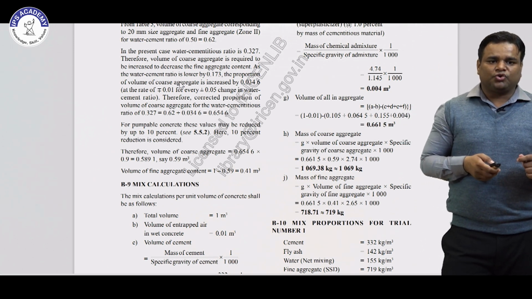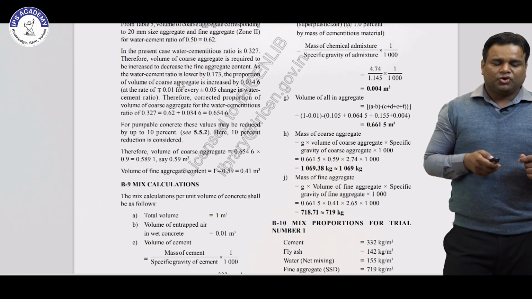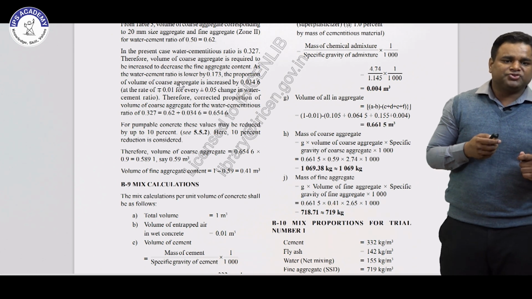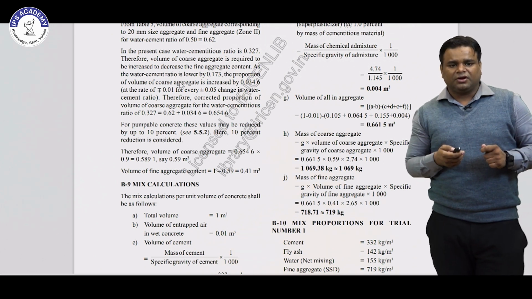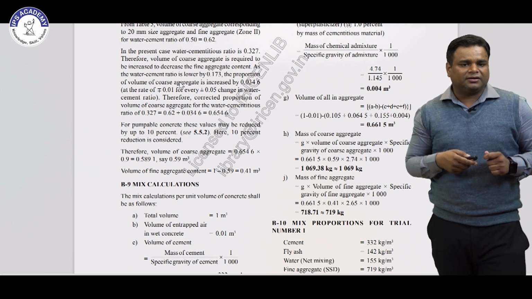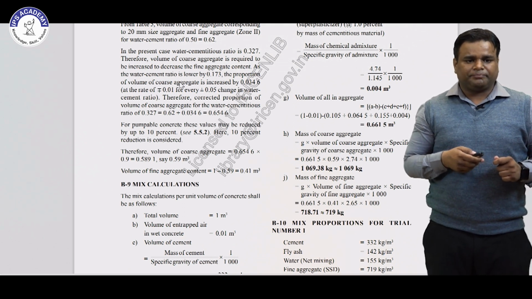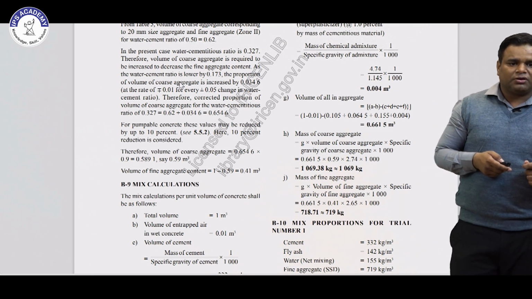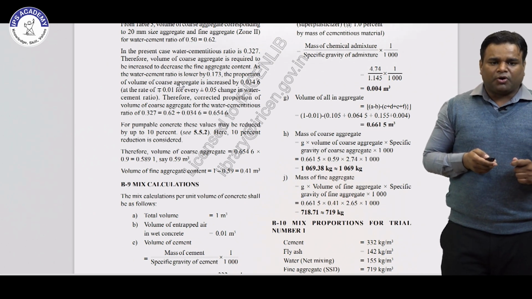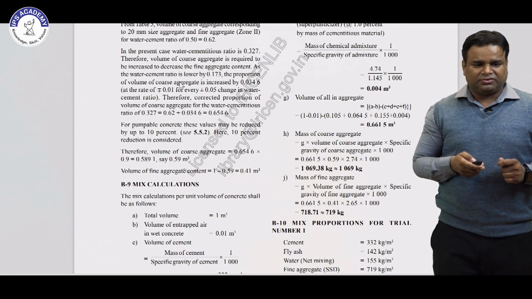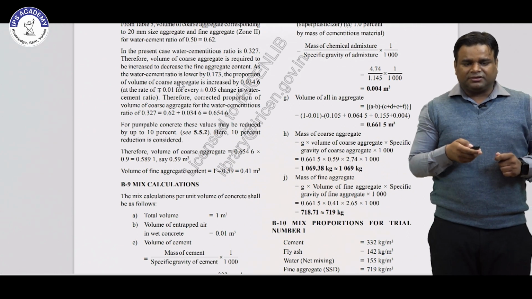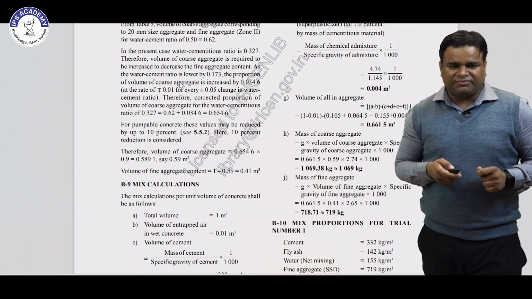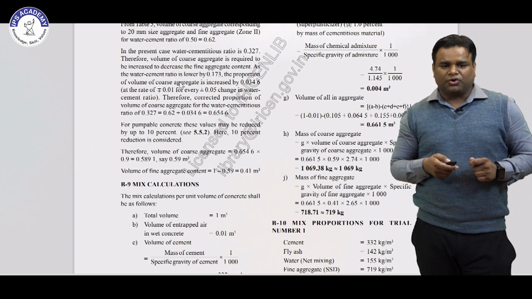Then proportion of the volume of coarse aggregate. In that, our water cement ratio is 0.327, and the zone 2 value is 0.362. So we have to do the interpolation at the rate of 0.01 for every 0.05 change in water cement ratio. After getting the corrected proportion of volume of coarse aggregate for the cementitious ratio, it is 0.654.